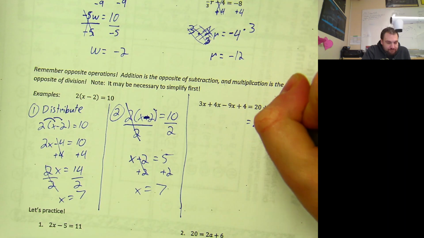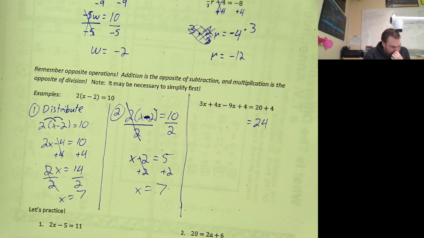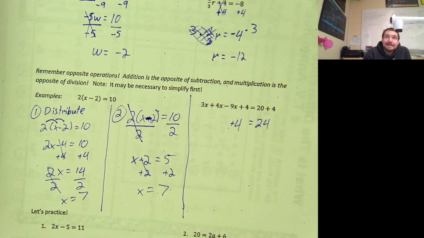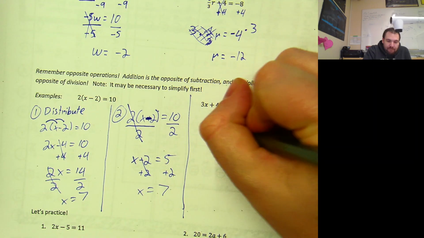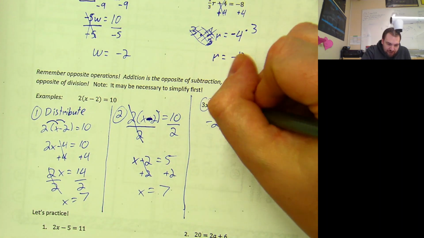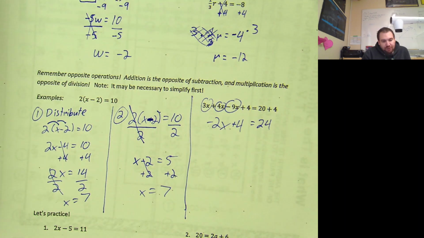Good. I'm going to have a plus 4 here. Cool. So what I did here was we grouped our like terms. 3x plus 4x is 7x minus 9x is negative 2x. And then I grouped the 20 and the 4 on the other side. Now I've got this. This now becomes easy to solve.